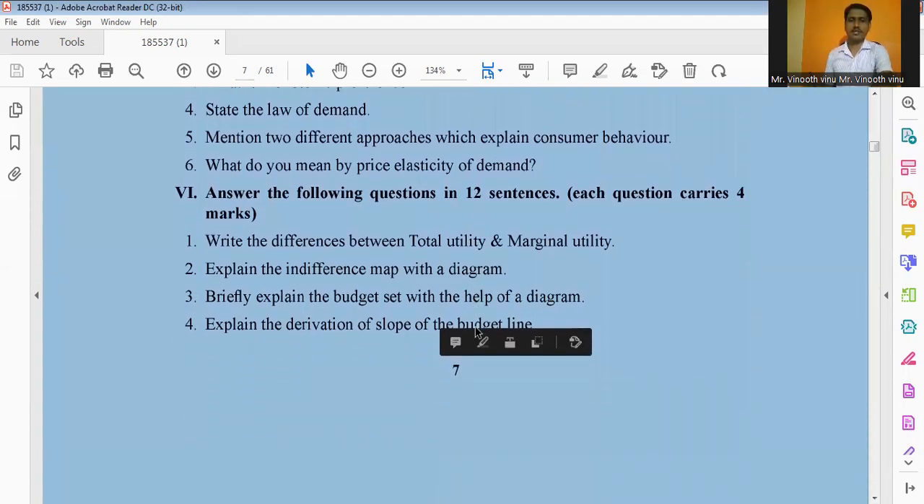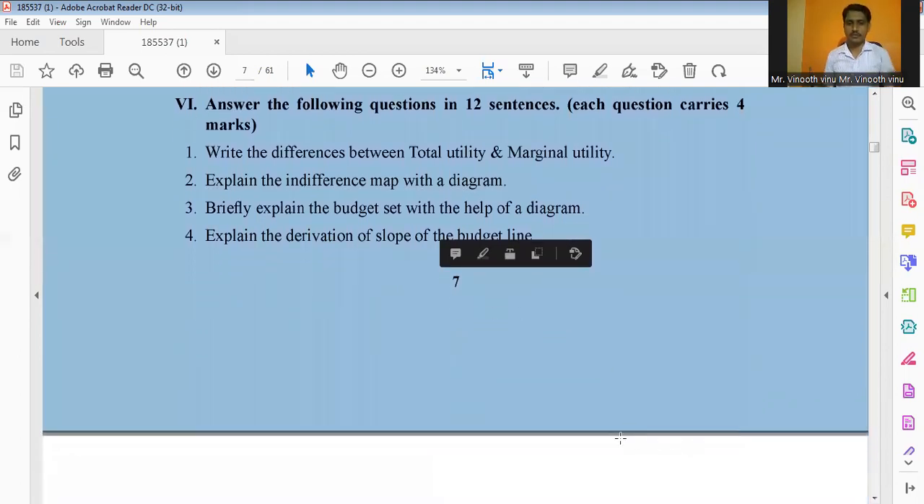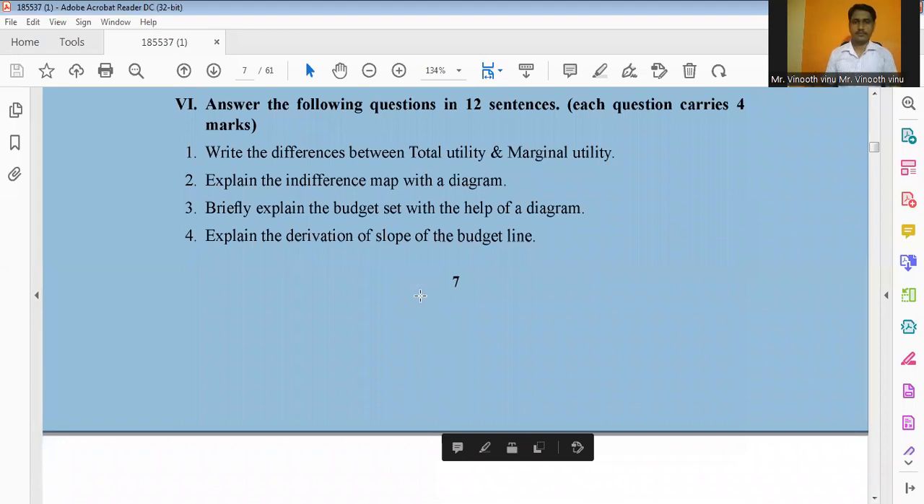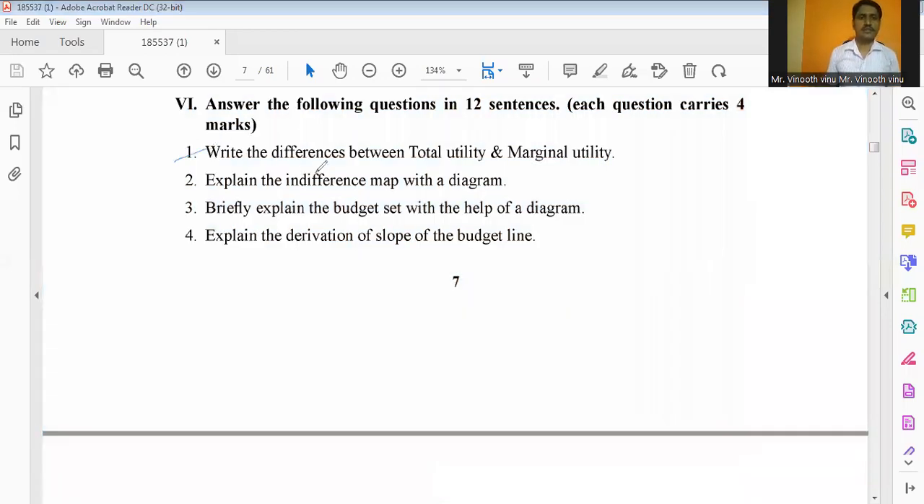Write the difference between total utility and marginal utility. Important. 4 marks only. Total utility refers to all the units of the commodity. Marginal utility refers to the additional unit of the commodity. Marginal utility curve is downward sloping. Total utility curve is upward sloping, becomes constant and decreases. But marginal utility becomes zero and becomes negative. This is the difference.